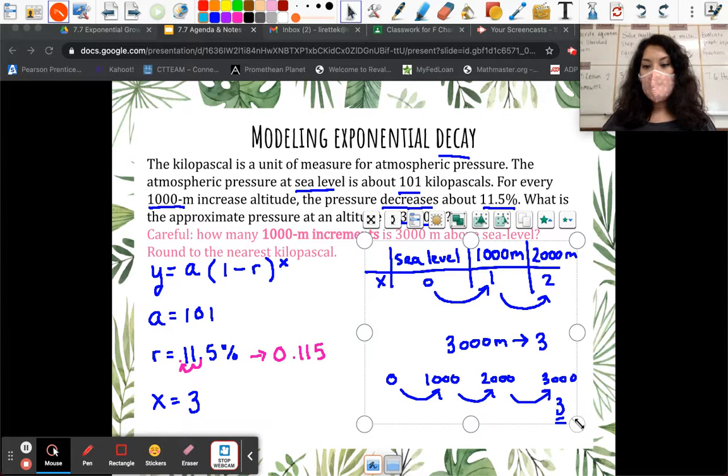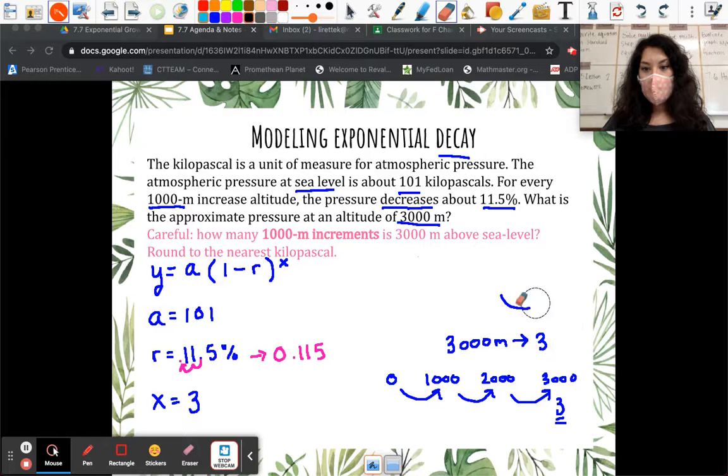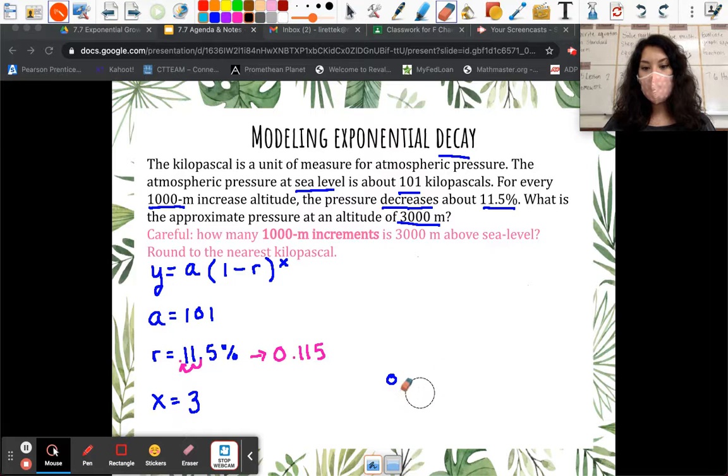So I would say that's probably the hardest part. I'm just going to erase all of this to make more space. I would say that's one of the hardest parts about this problem. You have to think a little more complex to get that x value. It's not 3,000.